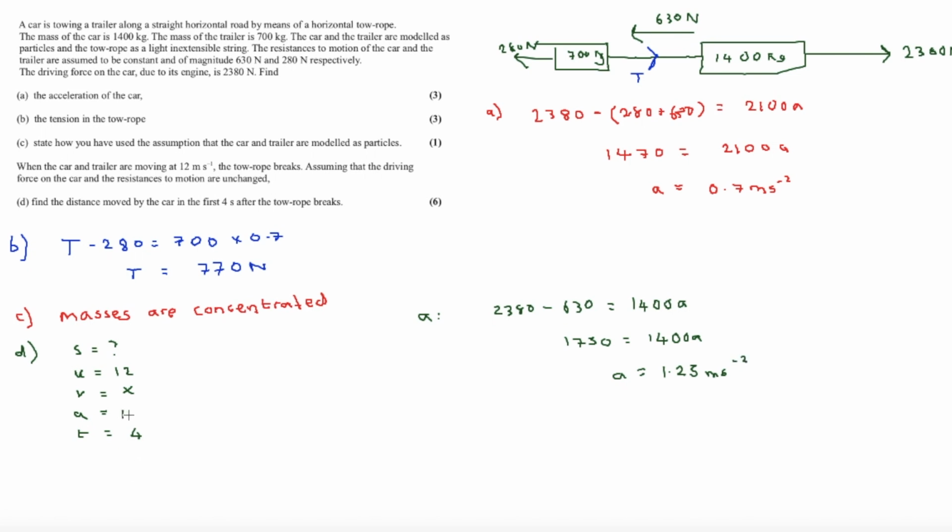So now we have A is 1.25. So now we have our SUVAT equation. We can now put this into the SUVAT, and without V, we're going to use S is equal to UT plus half AT squared. So therefore S is going to be, UT is going to be 4 times 12, 48, then plus half AT squared, that's just going to be 10. So S is equal to 58 meters.